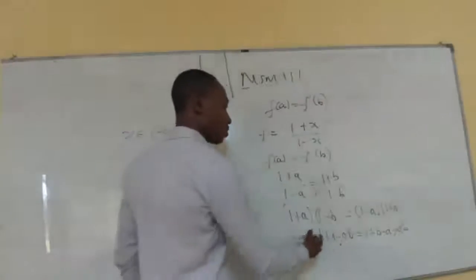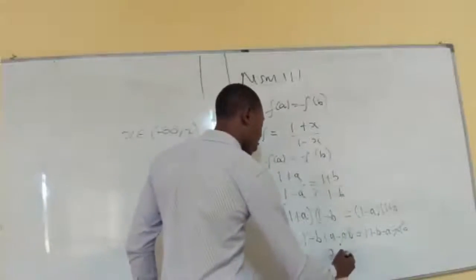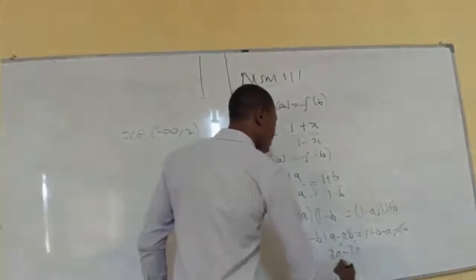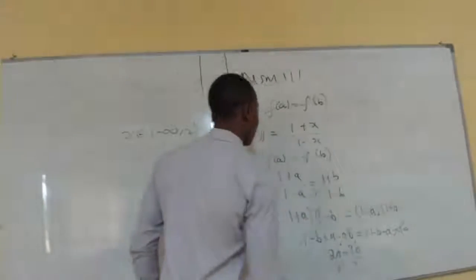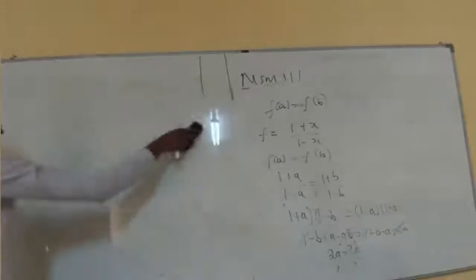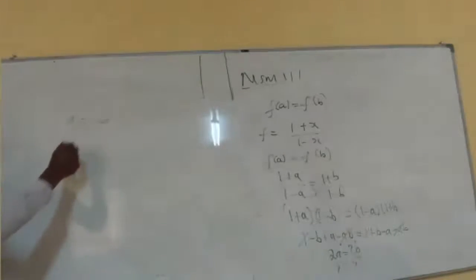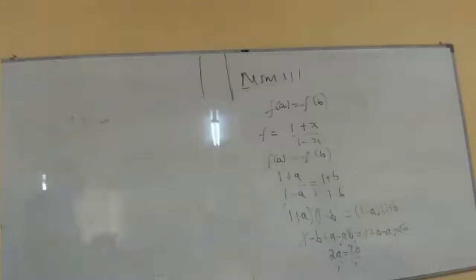Let's say the a will come to the other side, so we have 2a is equal to 2b, over 2 over 2. So this concludes that a is actually equal to b. Hence, that's a one-to-one function. In conclusion, we're saying a is actually equal to b, so it's a one-to-one function.